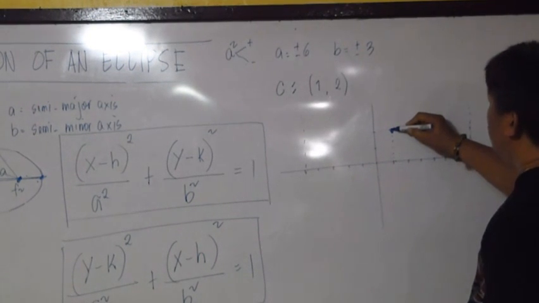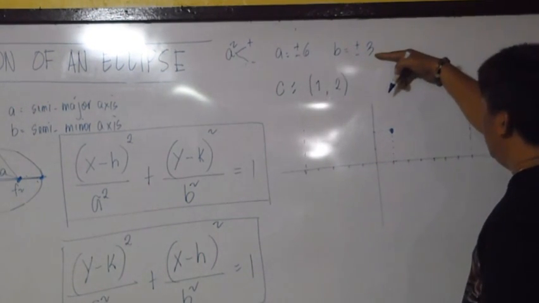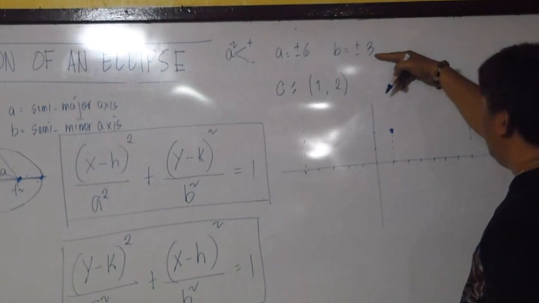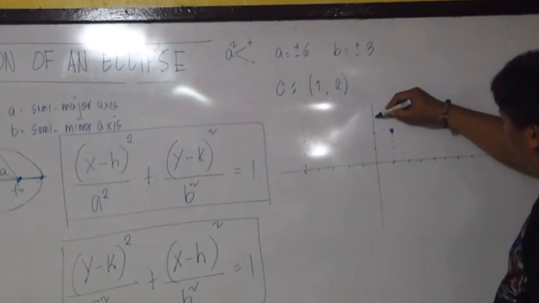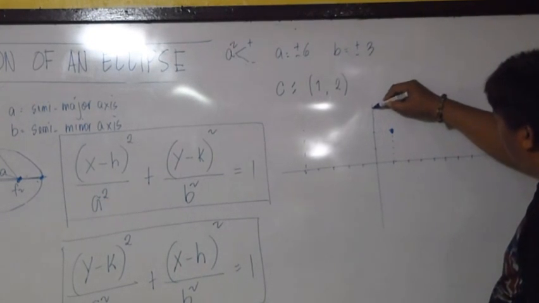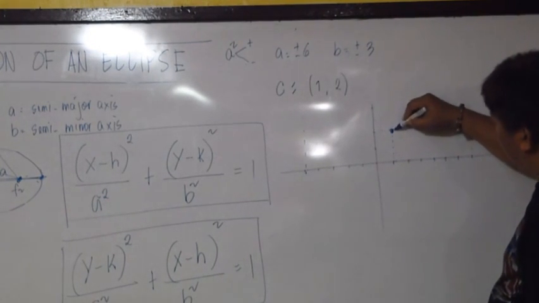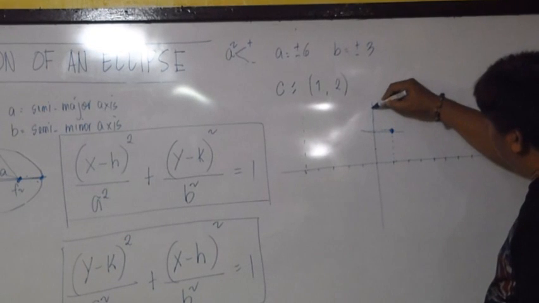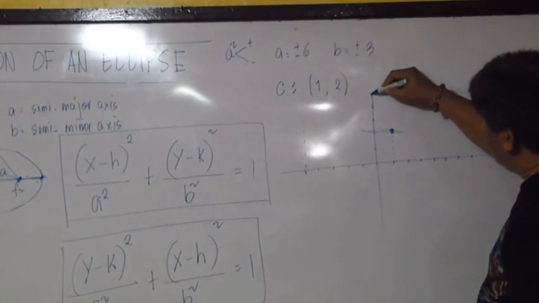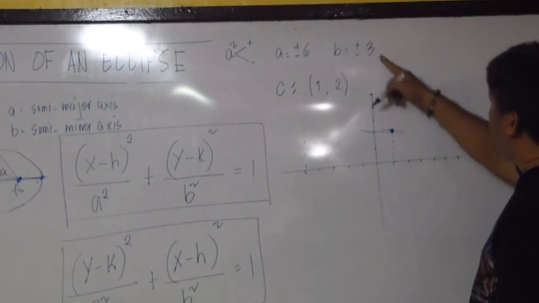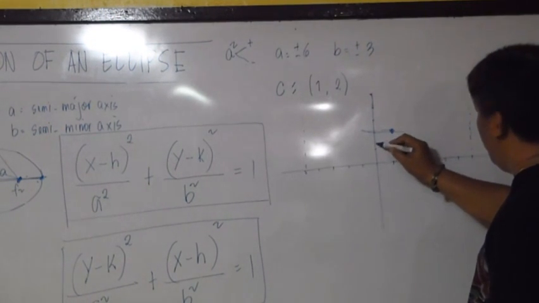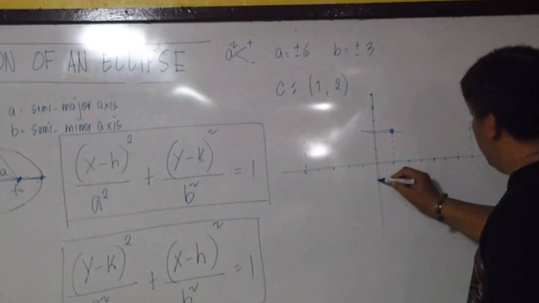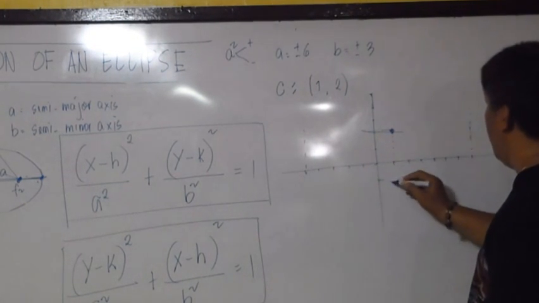Now B is plus and minus 3. So we have a plus going upward. From the center, we have 1, 2, 3. So this is positive 3. Then we also have negative 3. From the center, we have 1, 2, 3, going downward.